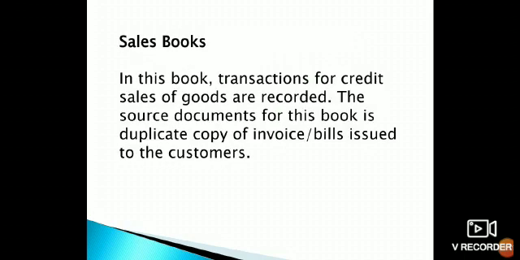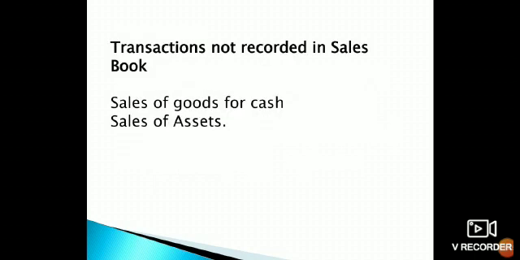Next one is sales book. In this book, transactions for credit sales of goods are recorded. The source document for this book is the duplicate copy of invoice or bills issued to the customers. Transactions not recorded in sales book are, again, sales of goods for cash, which will be entered in cash book. Sale of assets will not come under the sales book because only the sale of goods will be entered under sales book.